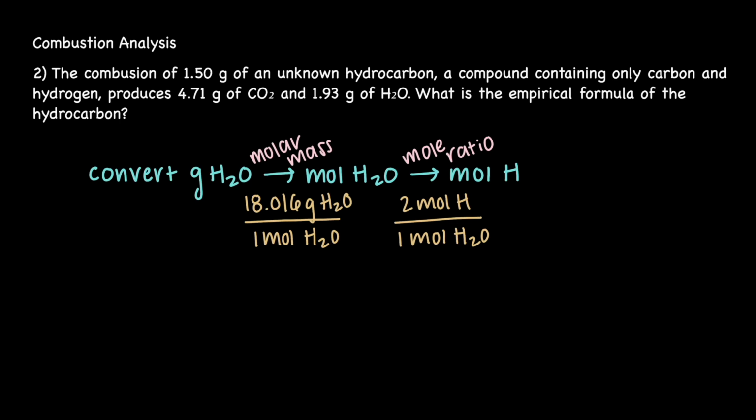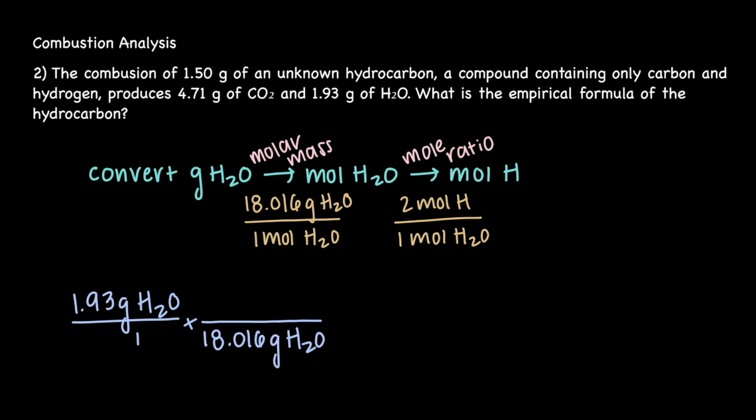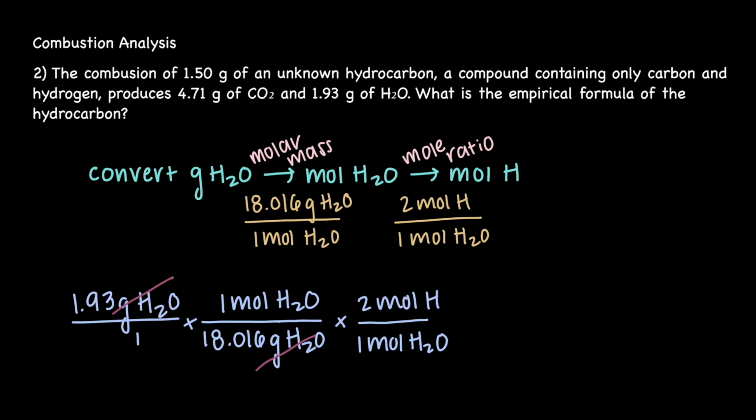Setting up all units to cancel, we start with 1.93 grams of H2O over 1. In the next fraction, 18.016 grams of H2O goes on the bottom and 1 mole of H2O on the top. In the next fraction, 1 mole of H2O goes on the bottom and 2 moles of hydrogen on the top. All units cancel and we are left with moles of hydrogen, and we get 0.214 moles of hydrogen.